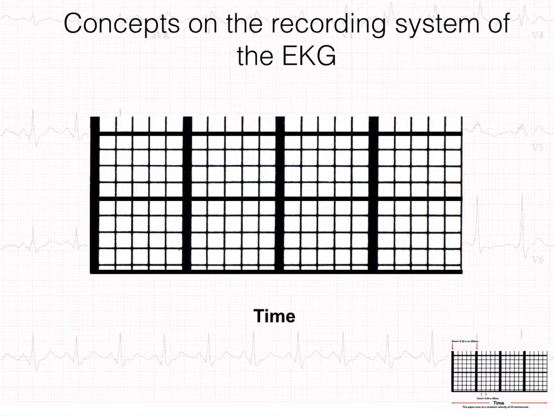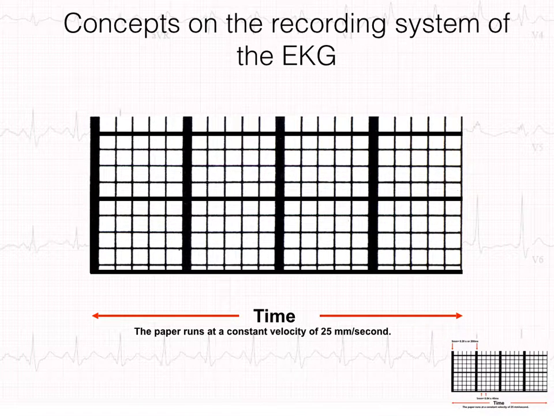Remember that the horizontal axis in the paper of the EKG registers the time. The paper runs at a constant velocity of 25 millimeters per second. So 1 millimeter equals 0.04 seconds, and 5 millimeters equals 0.20 seconds, or 200 milliseconds. If you know this and you can do the summation or the progression from this, you will be able to figure out the time in between any phenomena that is being registered in the EKG.